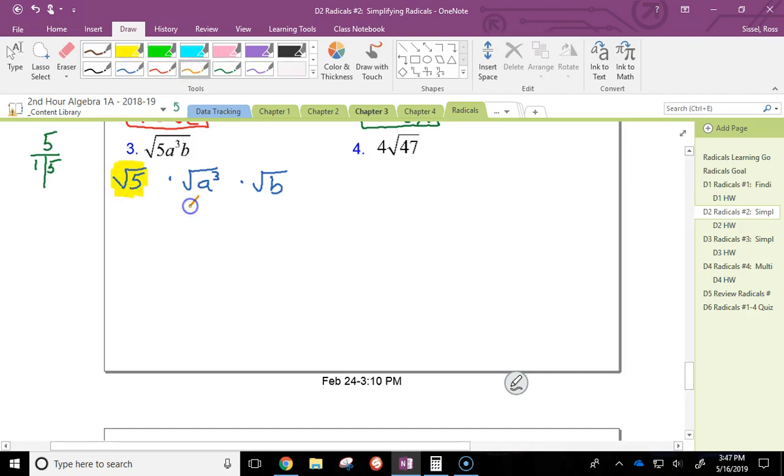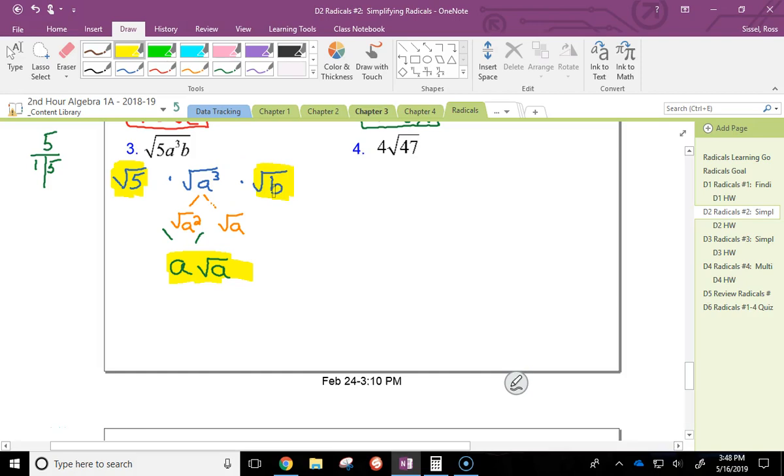Okay, a to the 3rd, I'm going to break down to square root of a to the 2nd power times the square root of a. A squared becomes a, and square root of a is left alone. So I have a times the square root of a. I'm going to go to my b. Square root of b. Well, I only have one b. I can't subtract 1 from it. So that's my final answer. It cannot go down anymore.